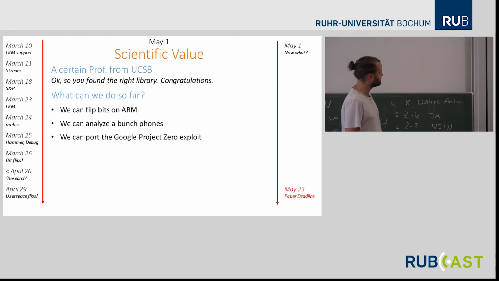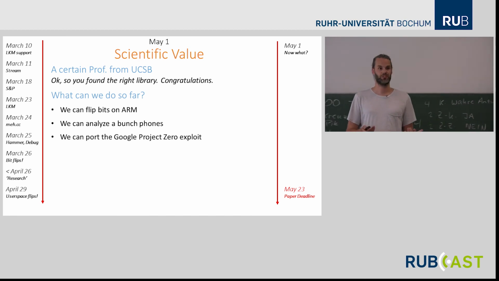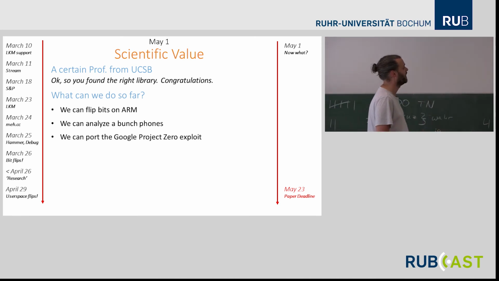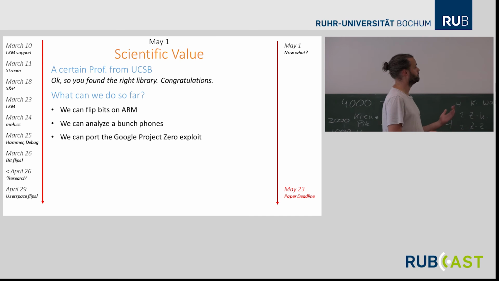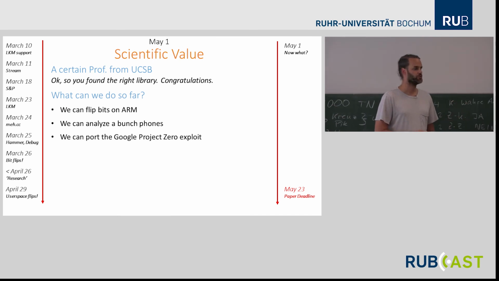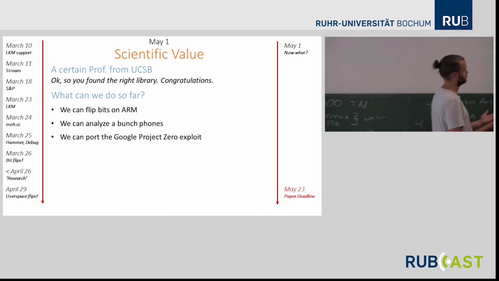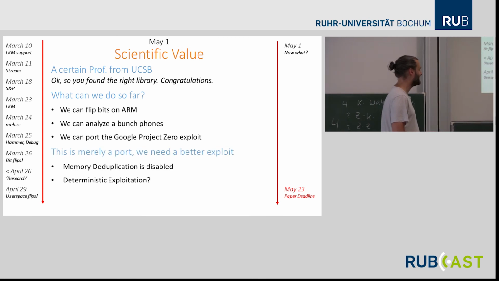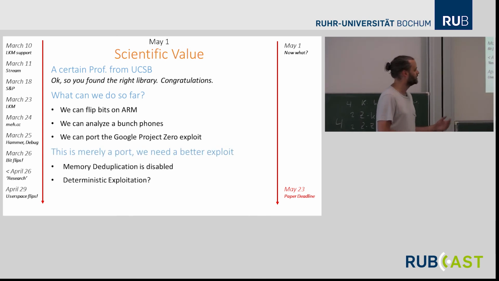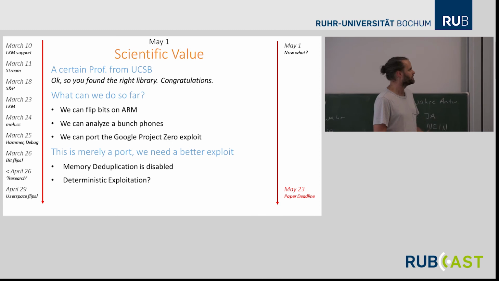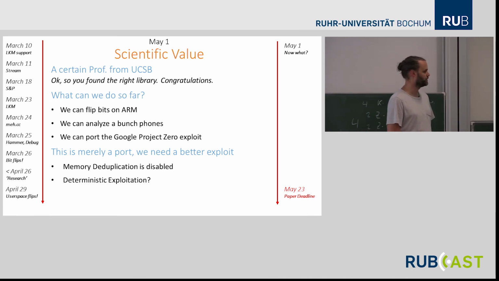At this point, early May, we can flip bits on ARM. Yeah, maybe we can analyze a bunch of phones to see how many of these phones are actually vulnerable. I can say something about that. And then perhaps we can port one of the existing Rowhammer exploits to mobile. But then again, research-wise, it's not really a lot, right? It's merely a port, and we need a better exploit.